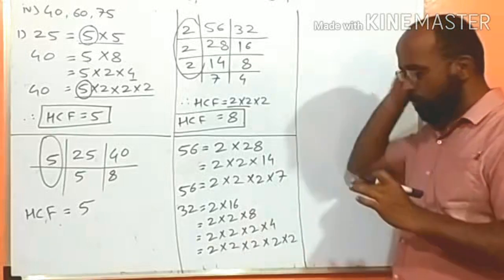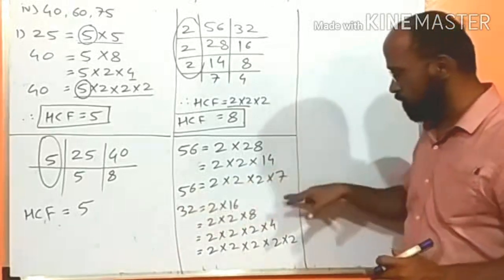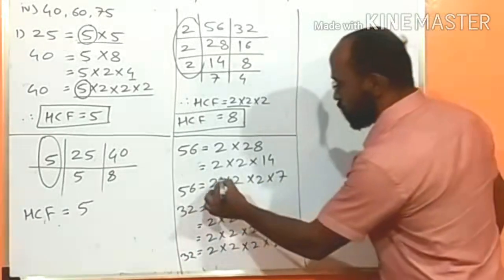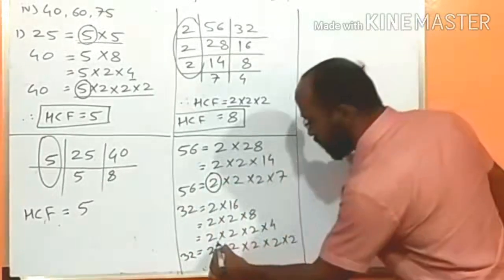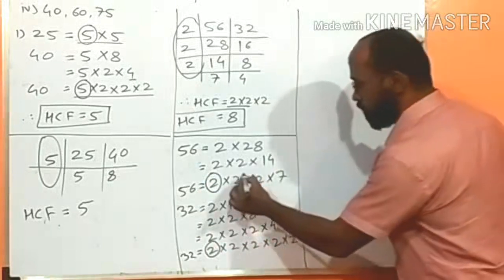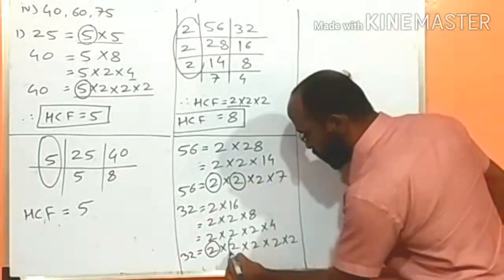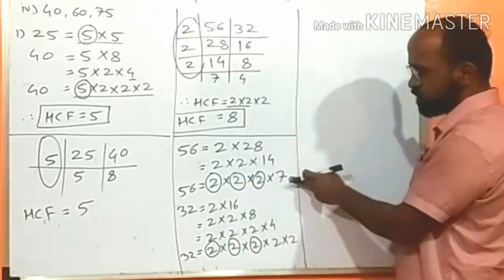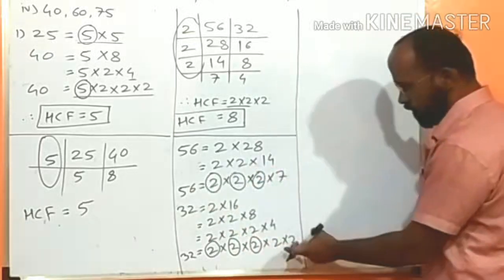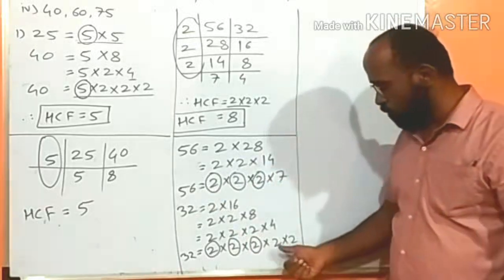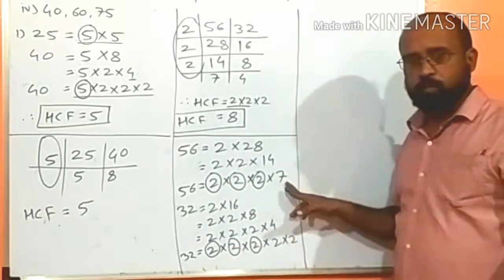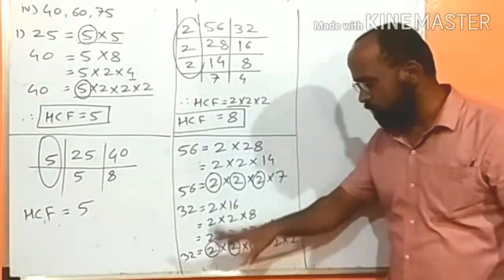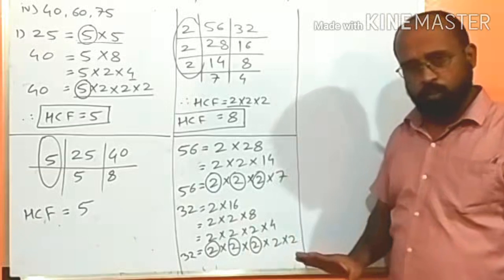We have to find out the common factors between the factors of the first number and the factors of the second number. Factors of the first number, 2 is there. In the second, also one 2 is there. Here is one more 2. Here is one more 2. After that, 7 is a factor of 56 and 7 is not present in 32. There are 2 more 2s in 32, but there is not any one more 2 in 56. Means these three are the common factors between 56 and 32.